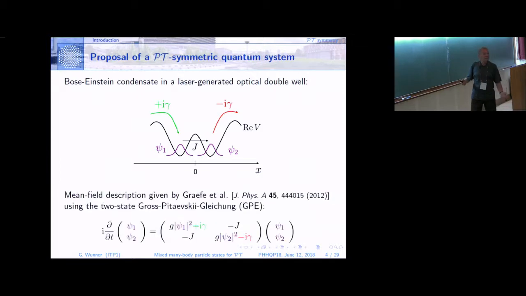In fact, there has already been a mean field description given by Eva Maria Graf in 2012, using in a two-mode approximation the two-state Gross-Pitaevskii equation, which means that the time derivatives of the coefficients of the wave functions in the two modes are given by this expression. You have the feeding in of particles at site 1, and the removing of particles in well 2. You have a coupling between the two, and you have this nonlinear interaction that I mentioned before, given by the value of the quantity g.